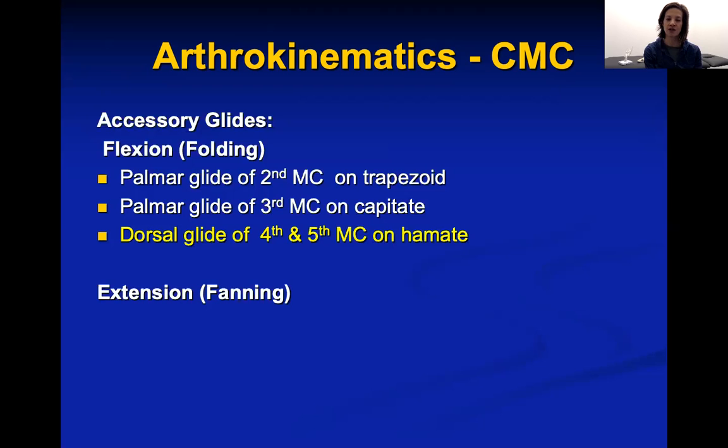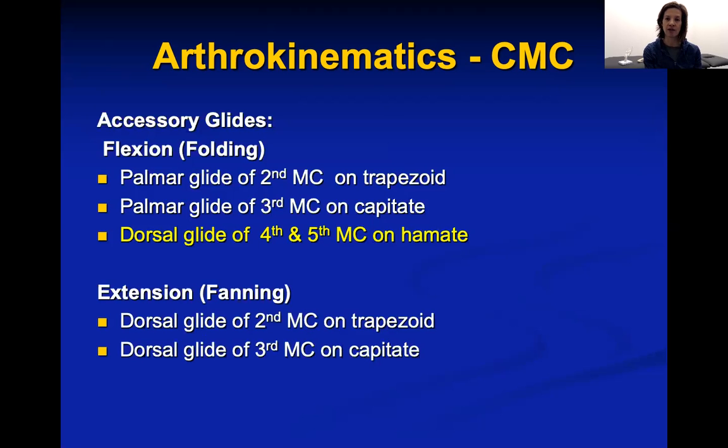And extension is fanning. So extension would be the dorsal glide of the second MC on the trapezoid, dorsal glide of the third metacarpal on the capitate, again concave on convex, and the palmar glide of the fourth and fifth on the hamate. But again, don't forget, this could be planar, so you could check both directions.